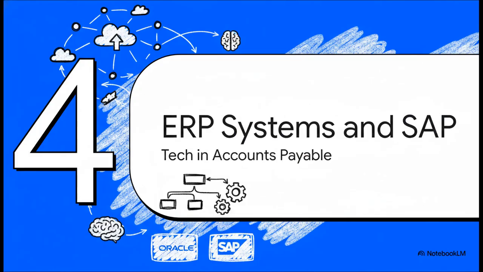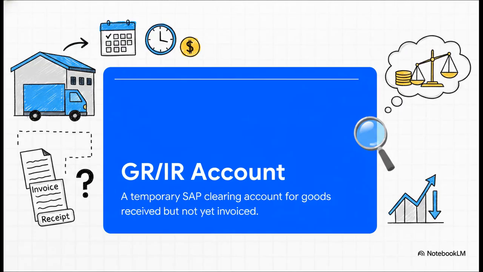Let's shift gears to Section 4, ERP systems and SAP. Especially for a specialized firm like Accenture, you absolutely have to contextualize these basics within leading ERP systems. So let's talk about the GR/IR, or Goods Receipt/Invoice Receipt Clearing Account. This is essential SAP knowledge. It's basically a temporary account used to track when goods have arrived, but the supplier hasn't billed you yet, or conversely, when the bill arrives before the goods. Interviewers absolutely love asking about this because tracking temporary liabilities accurately is a massive part of month-end closing.